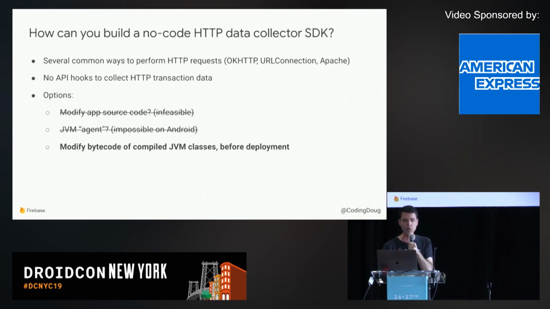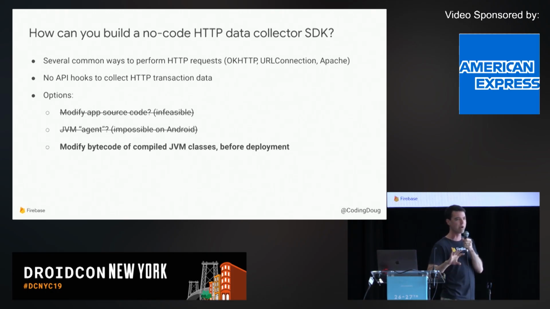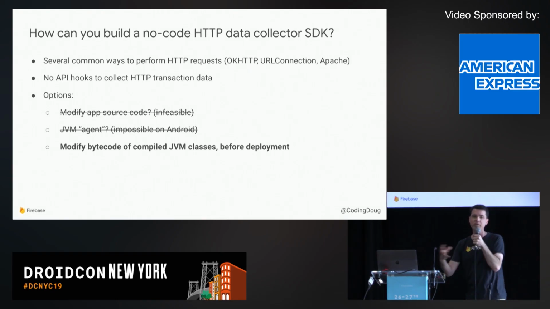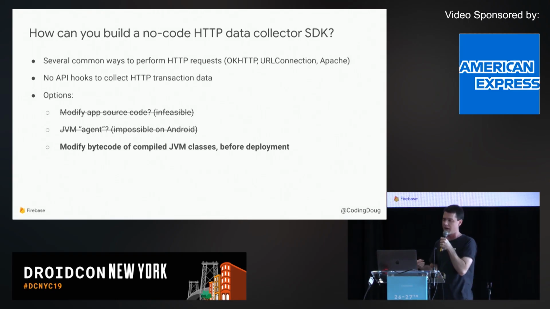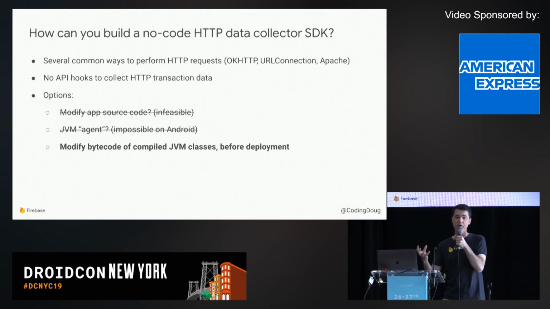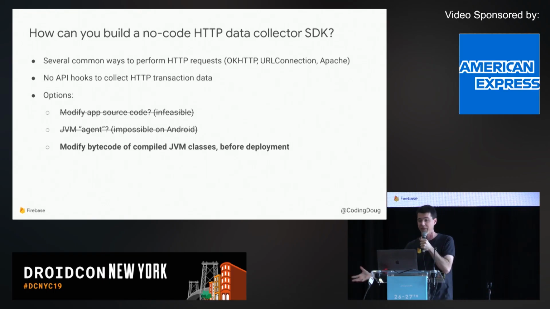So it turns out the first two are not viable. No one would really trust you to modify all the source code of your app. And also, it wouldn't reach into third-party libraries because you don't have the source code for those. All you have is bytecode. Like I said, the JVM agent is not there on Android, so what we'd have to do is do this at build time. We have to get a hold of all the classes after they're compiled, before they go into your app, and make changes to them.